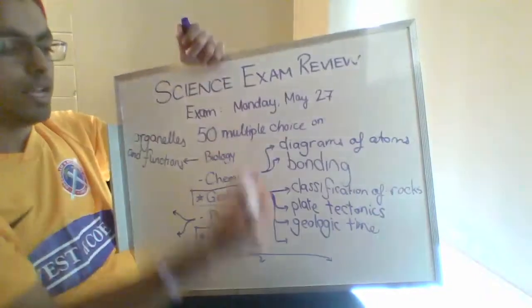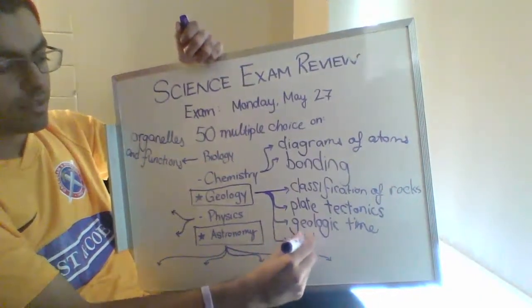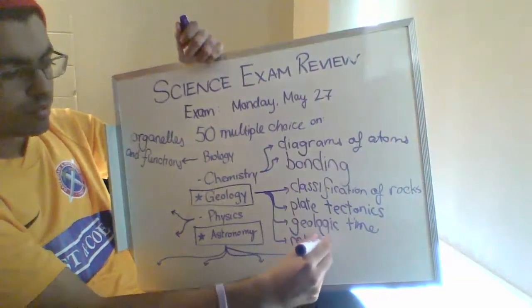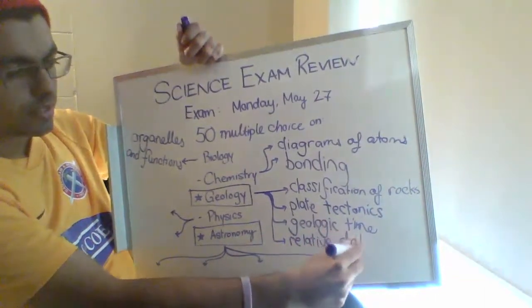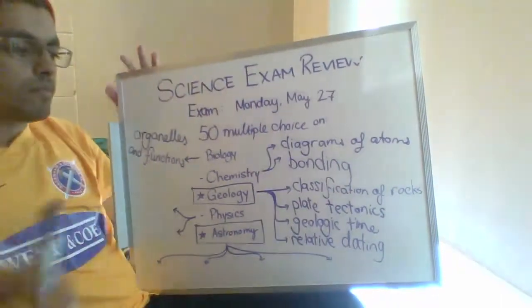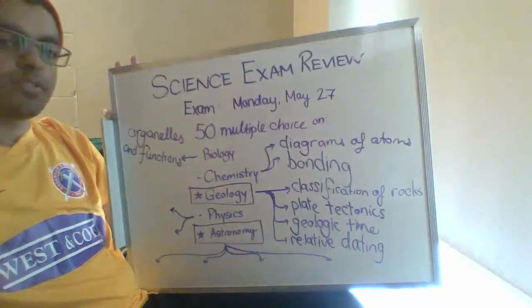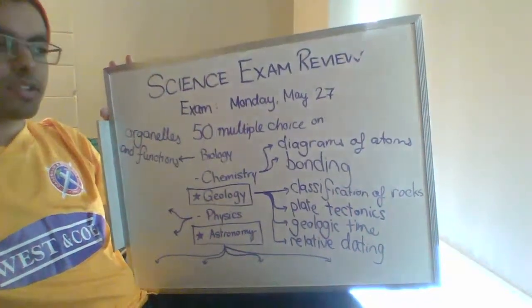And the next thing is relative dating. And this is the last thing for geology. Relative dating. So relative dating, we talked about 7 or 8 different techniques.